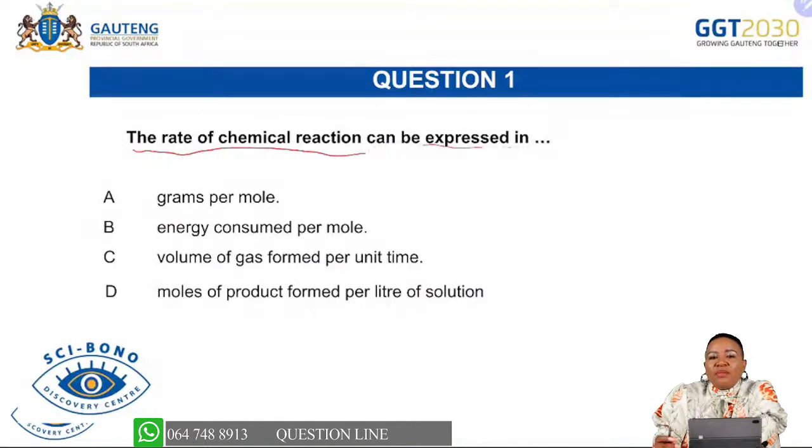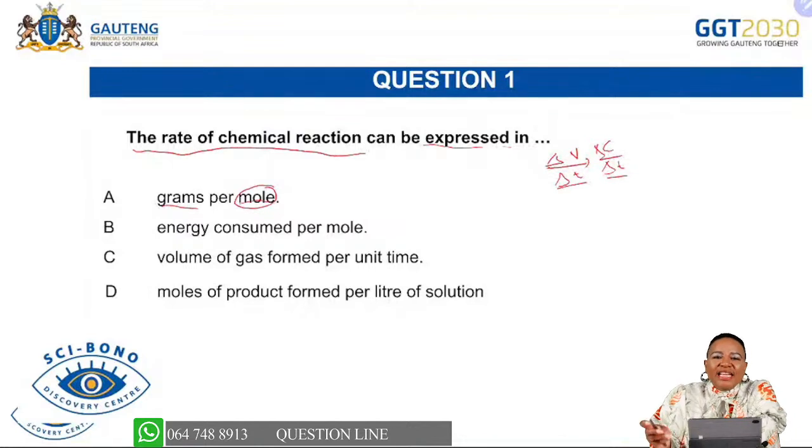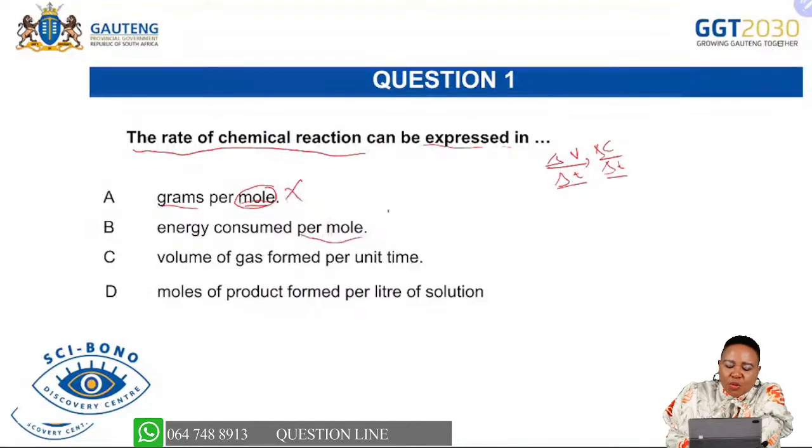Now remember, this one is about how we calculate the rate of reaction. It says it can be expressed in grams per mole. Yes, it can be expressed in grams. However, it cannot be per mole. We know that it is grams or volume per unit time, changing concentration per unit time. So it has to do with any change that a reaction can undergo per unit time. So this one, per mole, is incorrect. Even this one, per mole, is incorrect.